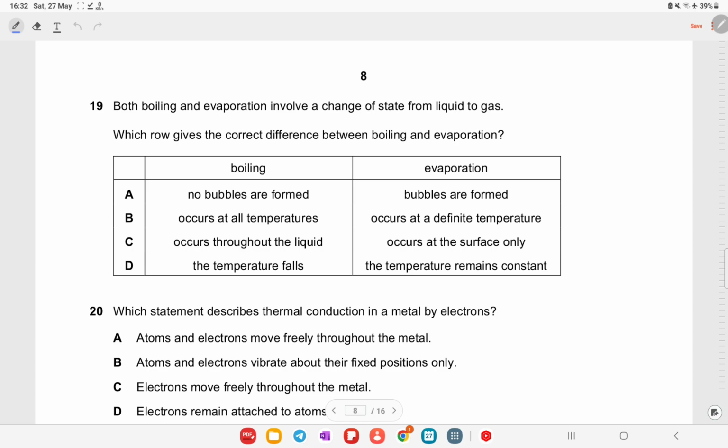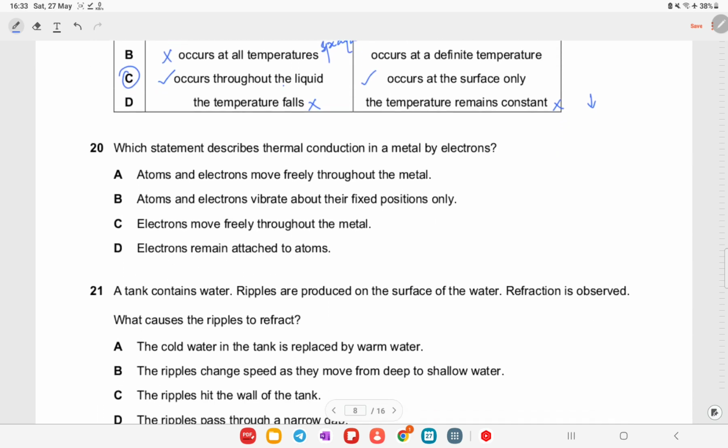Both boiling and evaporation involve change of state from a liquid to gas. Which row gives the correct reference between boiling and evaporation? No bubbles are formed, so this is wrong. Occurs at all temperatures, this is also wrong, because bubbles are formed in boiling, and it occurs at a specific temperature. So I have omitted these first two options. Occurs throughout the liquid? Yes. Occurs at the surface only? So yes, this is the right answer. The temperature falls? No, the temperature remains constant. No, the temperature decreases in the case of evaporation.